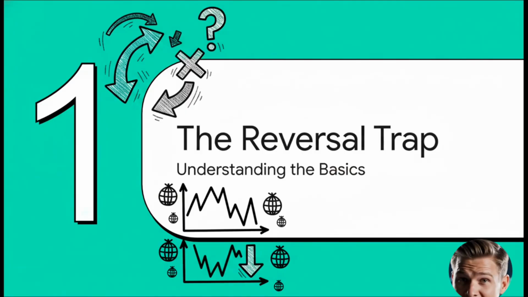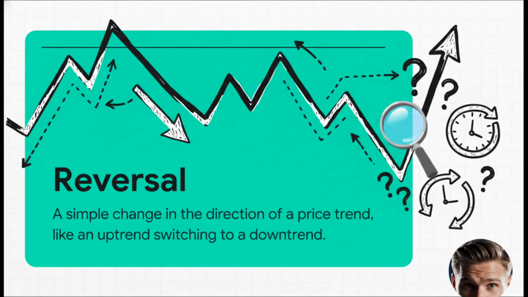All right, let's build our foundation here. Before we can even think about using a strategy, we have to be absolutely crystal clear on what a reversal is, and maybe even more importantly, what it isn't. Look, on the surface, the definition is super simple. A reversal is just when the market changes direction. An uptrend flips and becomes a downtrend, or the other way around.